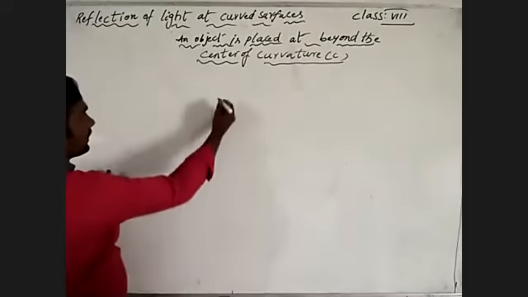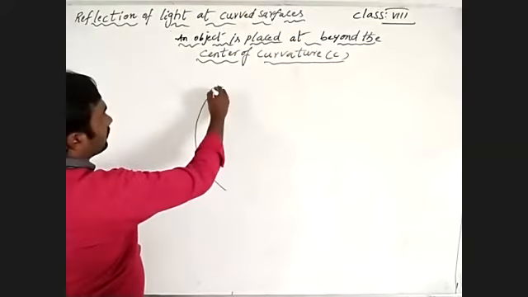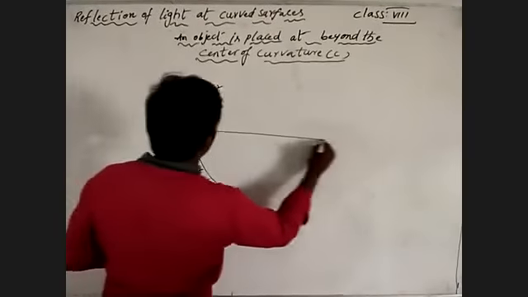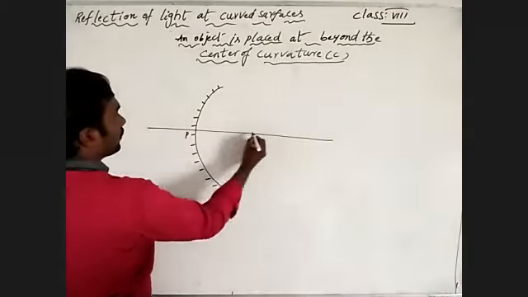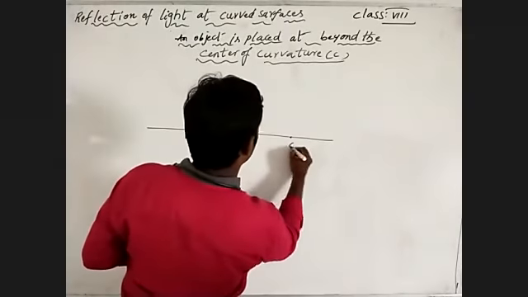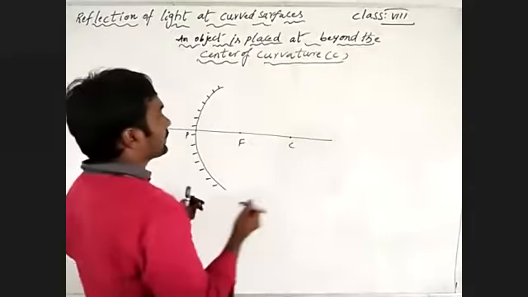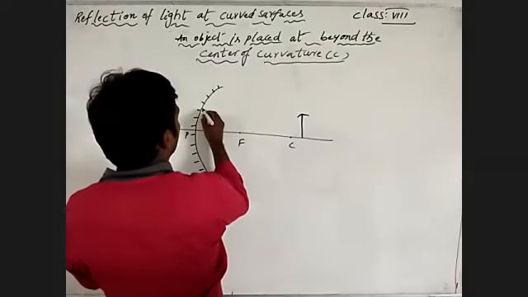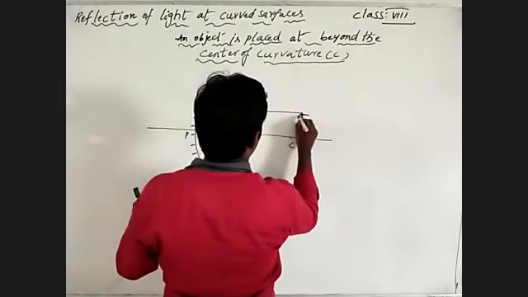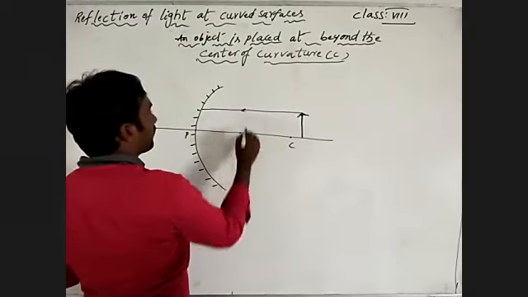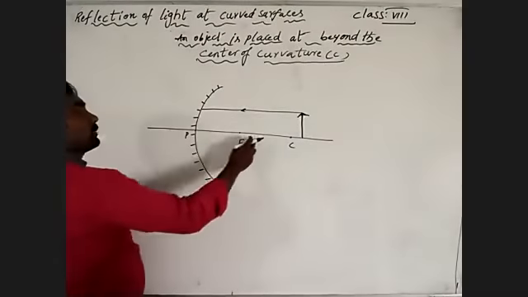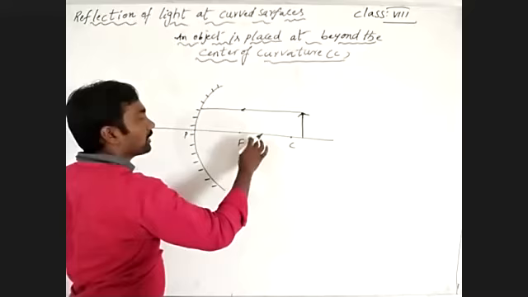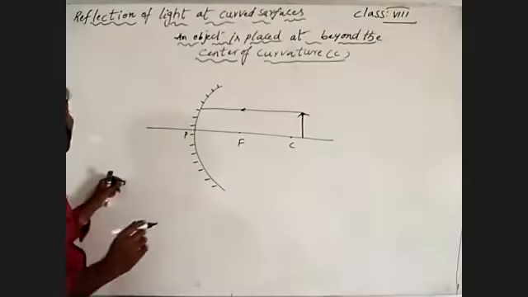See once how it looks. This is a concave mirror. And this is the principal axis, pole, focus, center of curvature. So the object is placed beyond the center of curvature, on the back side of the center of curvature. One light ray comes from the tip of the object, tip means top, parallel to the principal axis.